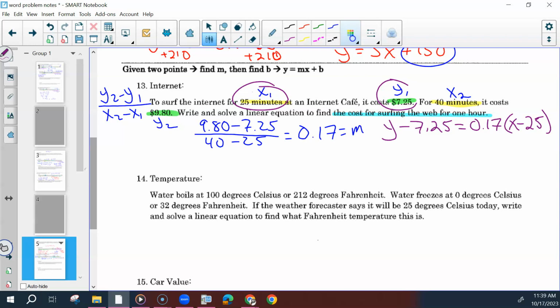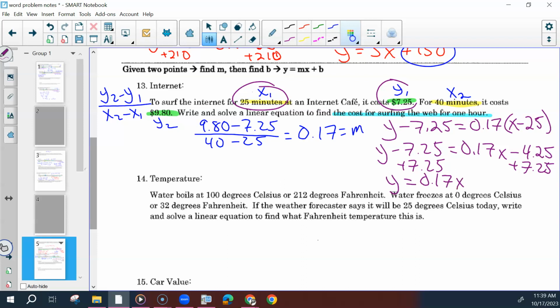And we're going to distribute and get y by itself. Y minus 7.25 equals 0.17x. What is this when we multiply it? 4.25. And then if we add this over, three. Now we have our b. So now we have our equation, and now we can go back and actually answer the problem, because we haven't done that yet. This one was negative.